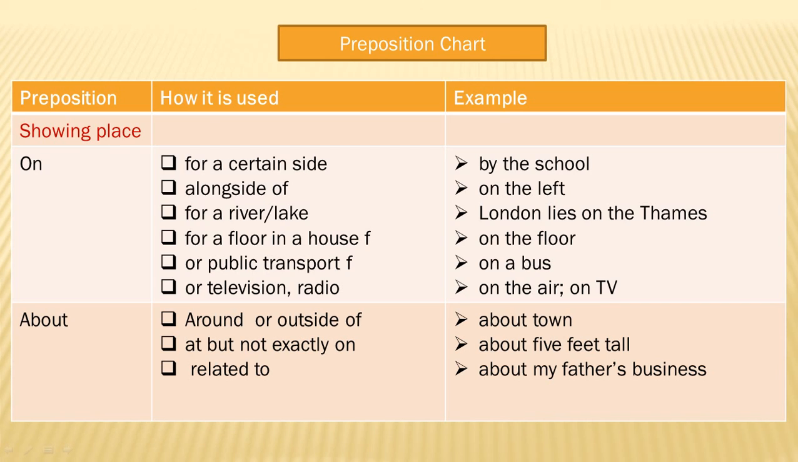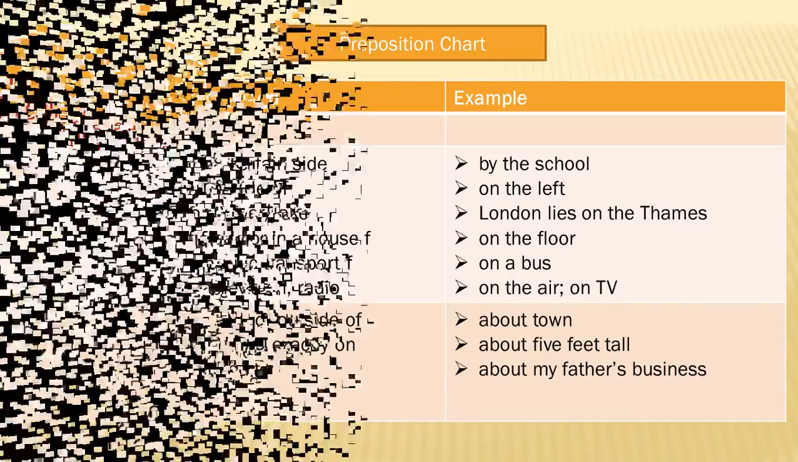For a floor in a house. There are some mistakes in this chart, in editing mistakes. On is used for public transport, or television or radio: on the air, on TV, on a bus, on the floor, for a certain side, alongside of a river or a lake, for a floor in a house. In this section we can use on. If we look into the example, we find this, except this one is not an example of on.